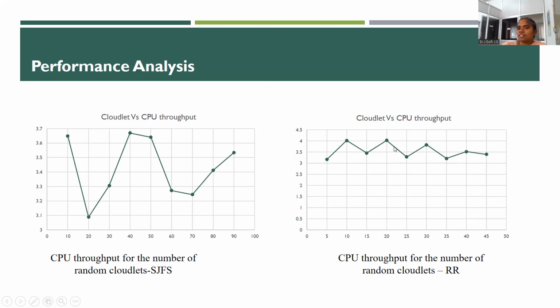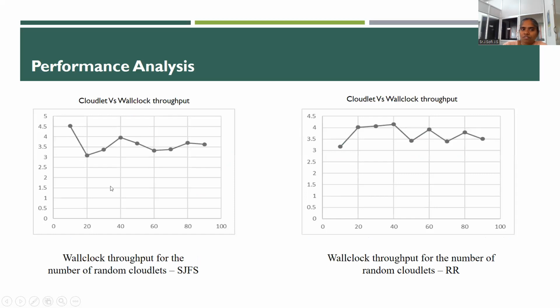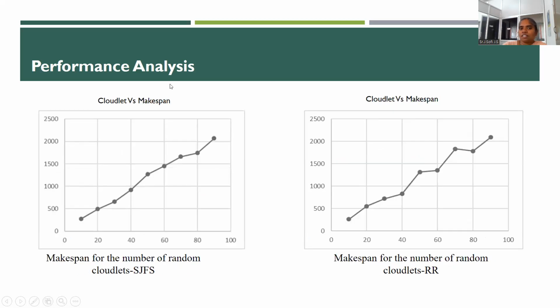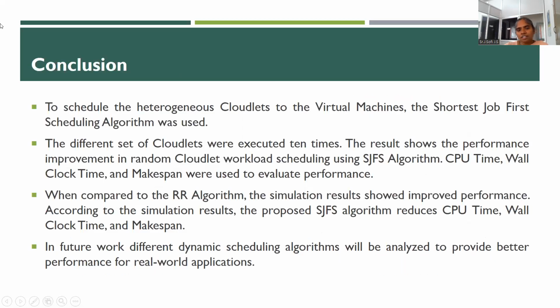But here, if you see, it is occupying more CPU time. In the same way for wall clock time, you see it is getting improved. And this is the performance result of makespan. Overall, in this shortest job first scheduling algorithm, the CPU time, wall clock time, and makespan time are reduced and the performance is increased. So this shortest job first scheduling algorithm is performing well compared to the round robin algorithm.